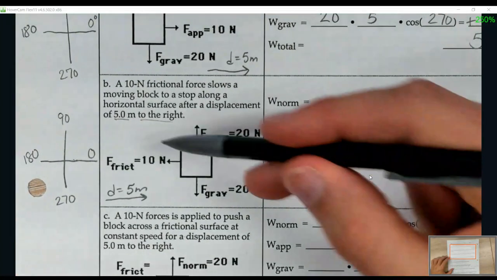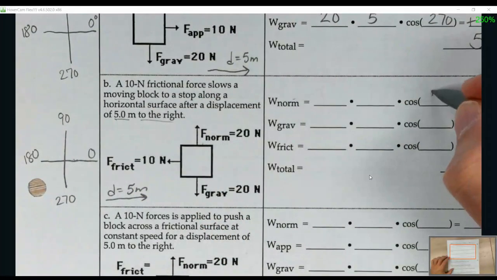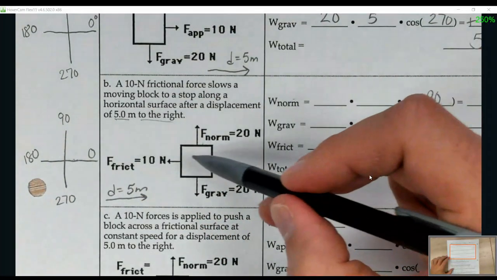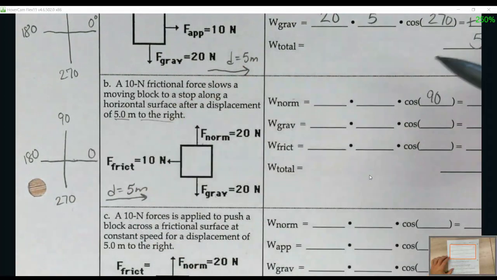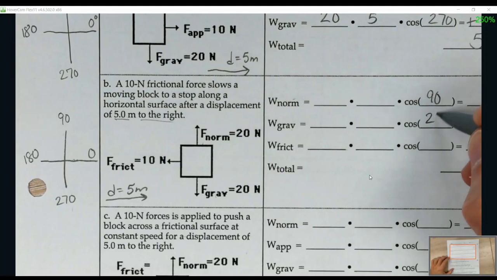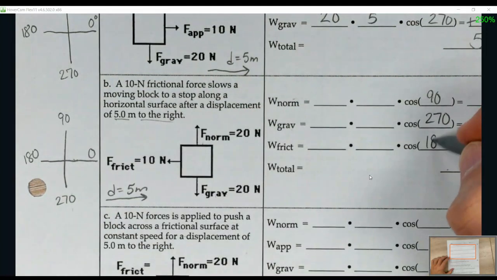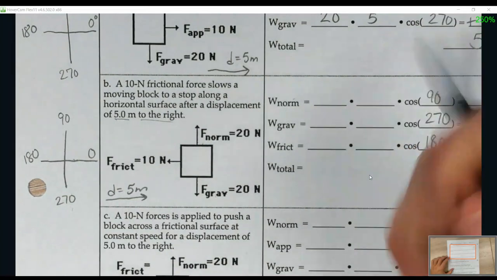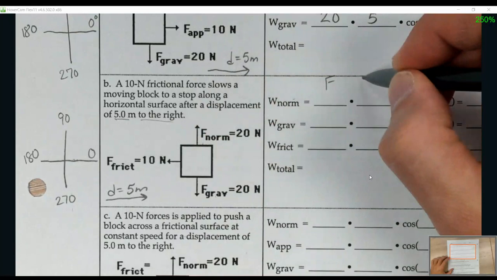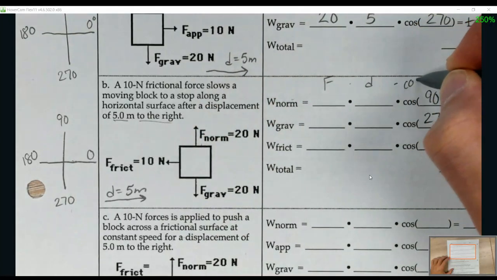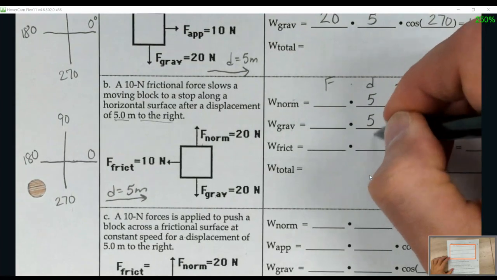Okay, angle. What angle is the normal force going? 90. What angle is gravity going? 270. And what angle is friction going? 180. All right, so again, what distance did it move? It moved 5 meters. So again, we have F times D times cosine of the angle. D is the same for all of them, so 5, 5, and 5.